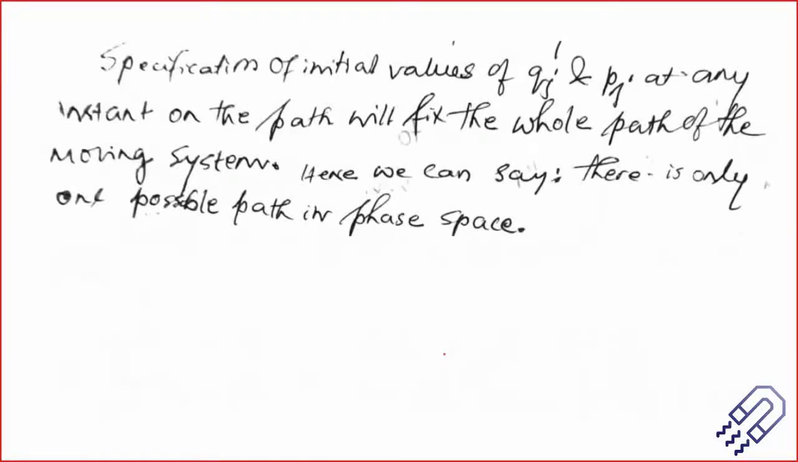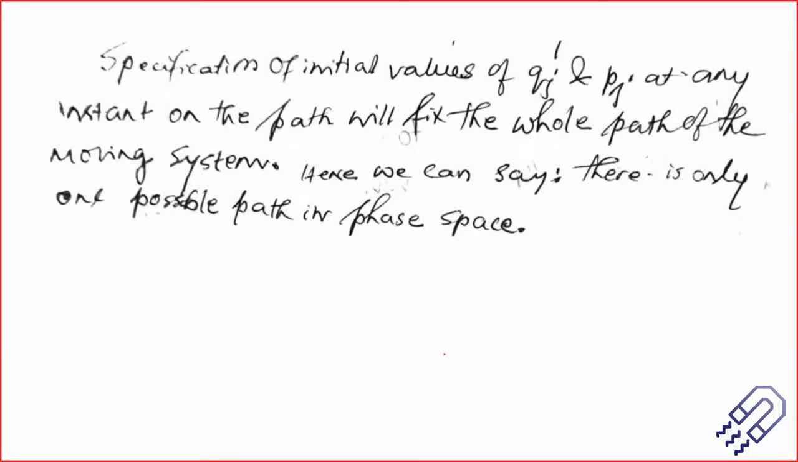So what we usually do, or how we actually design a Hamiltonian, is this. We specify some initial value of Qj and Pj. Mind you, we are dealing with Qj and Pj now, and not Qj dot and Pj dot. Qj means generalized coordinate, Pj means generalized momentum, at any instant of the path.